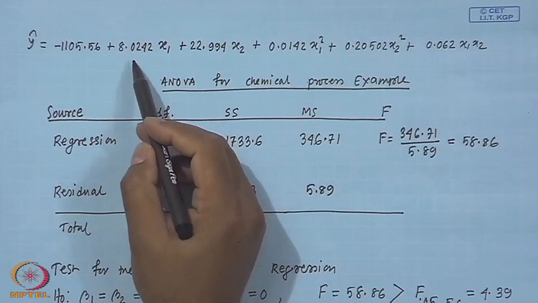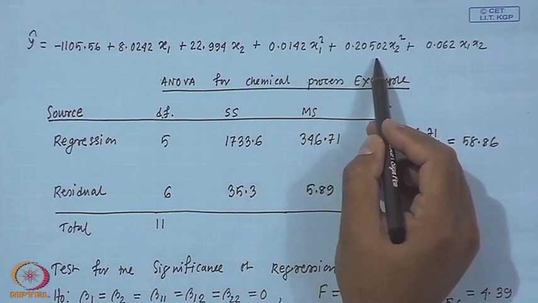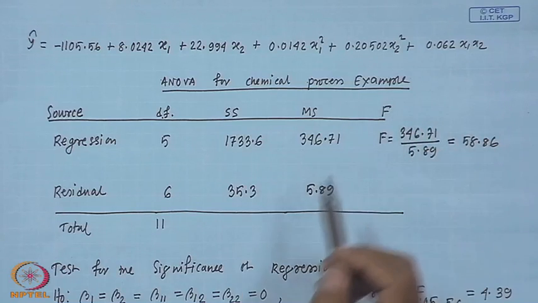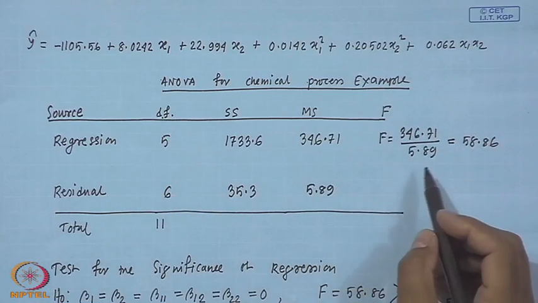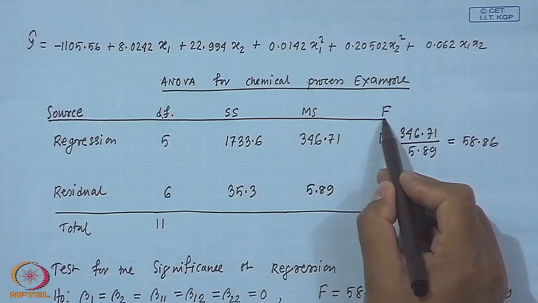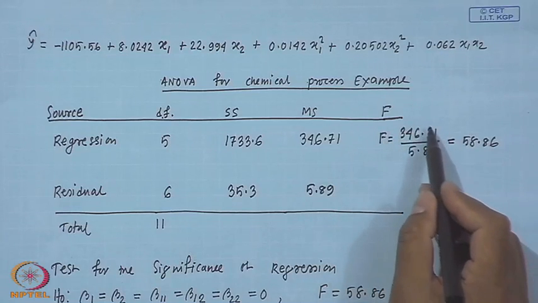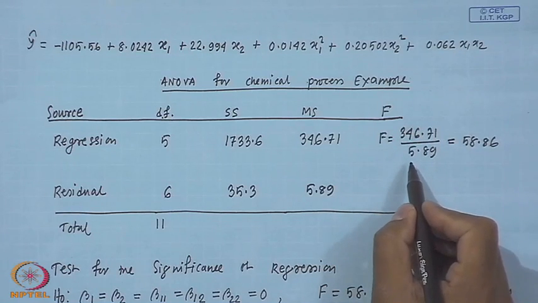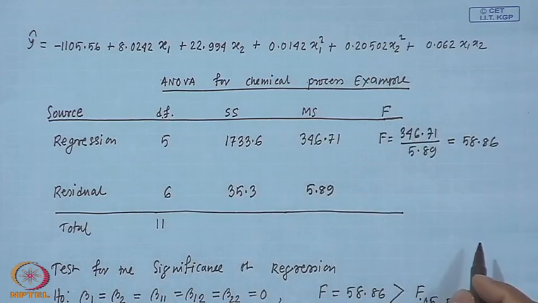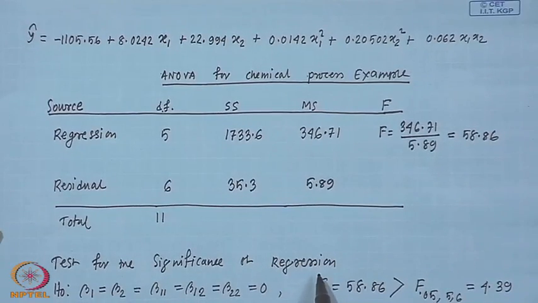Okay. So, this SS regression involves SS regression due to beta 1 plus SS regression due to beta 2 plus SS regression due to beta 11, beta 22, plus beta 12. So, this is the total SS regression, and then you have the MS residual here, and here is the F statistic. This F statistic is used to test the significance of this model, whether this model is significant. That means, whether the parameters are significant.